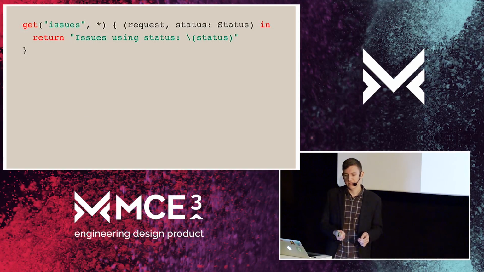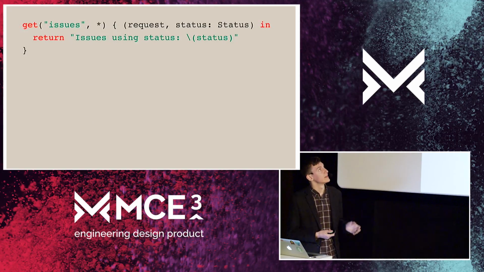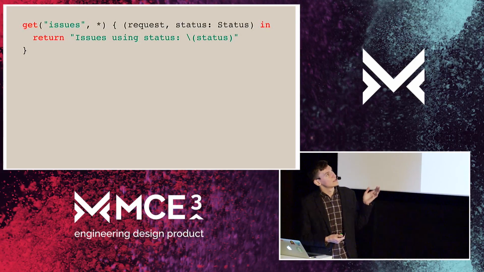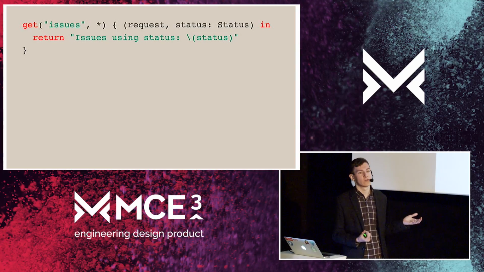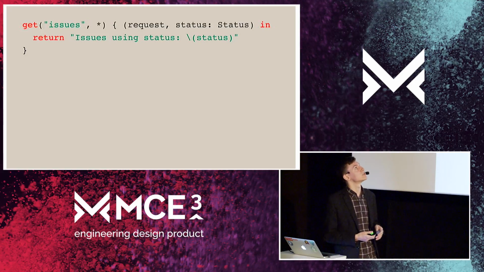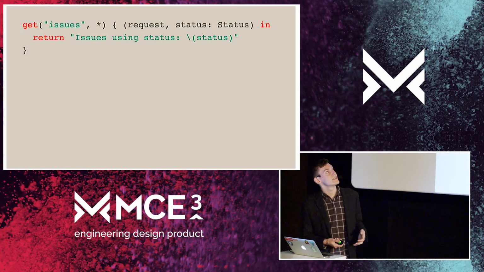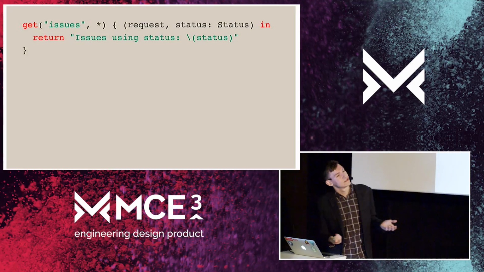So now we can use our custom status type in the URI as shown here. So we say /issues/asterisk, and we say that the type is status. So it's automatically going to translate that to status. And if that's not possible, this might result in a 404 to the user, or our closure, which is just going to return a string which says issues using status and the given status.